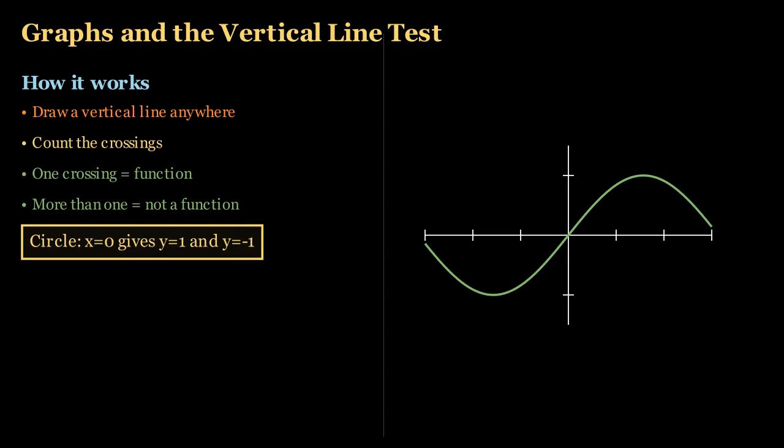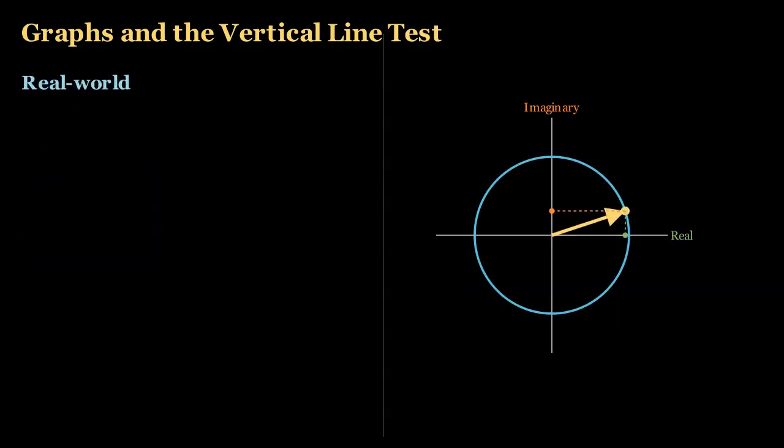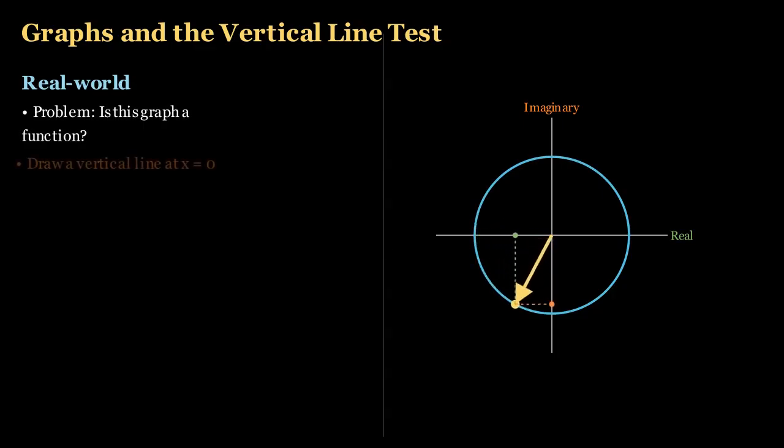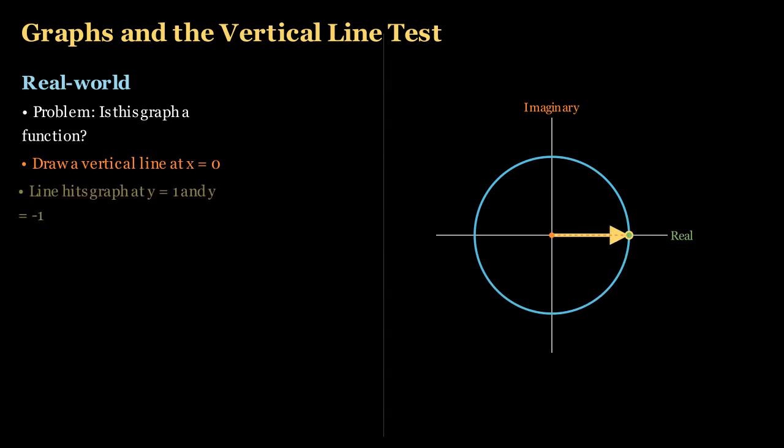It hits the circle at 2 points, at y equals 1, the top of the circle, and at y equals -1, the bottom. That means the input 0 is trying to give two different outputs, 1 and -1. A function must give only one output for each input. So the circle fails the vertical line test. It is not a function. But notice, if we only took the top half of the circle, that would pass, every vertical line hits it just once.